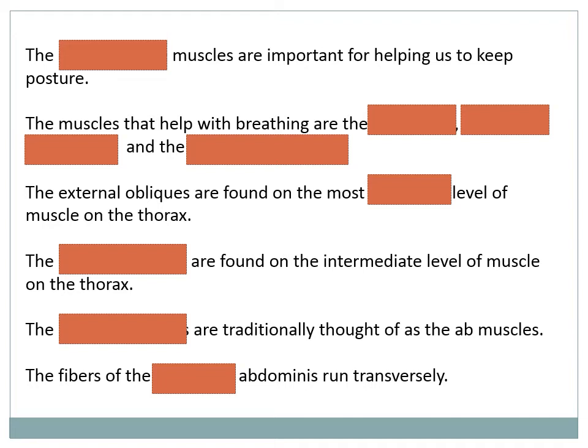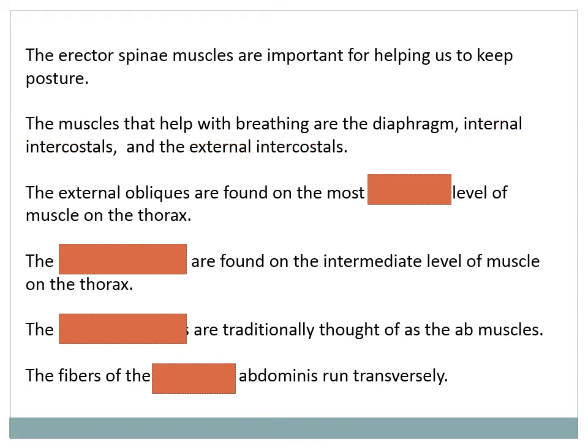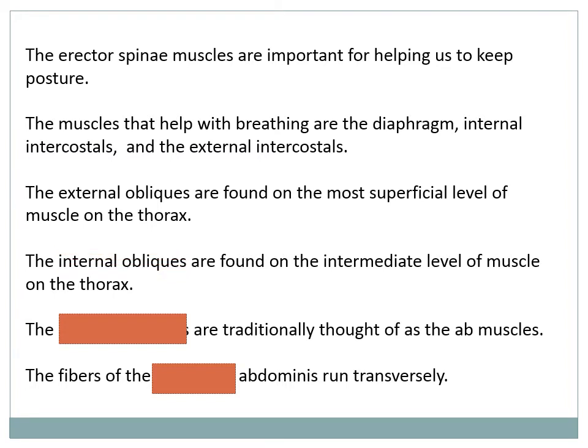Alrighty, so the blank muscles are important for helping us to keep posture. Those are going to be those erector spinae muscles, right? Erector means straight, spine, so we're straightening out the spine, giving us good posture. The muscles that help with breathing, the major one is going to be our diaphragm. Then we're going to have our external and internal intercostal muscles. The external obliques are found on the most superficial level of muscle on the thorax. On the intermediate layer, we are going to find the internal obliques as well as those rectus abdominis muscles.